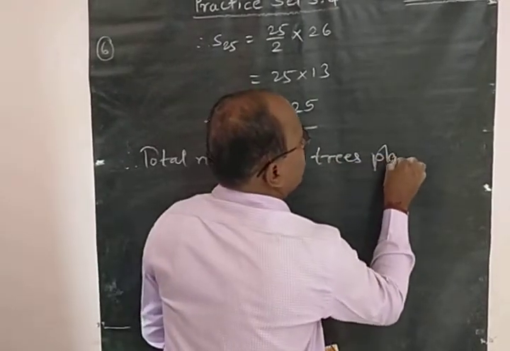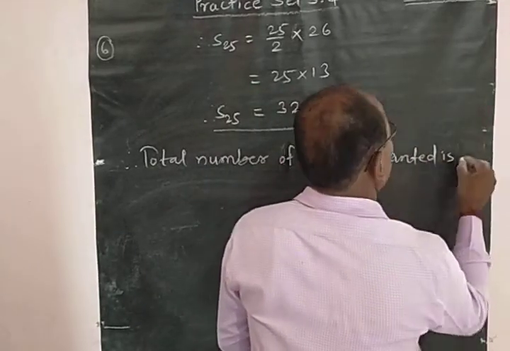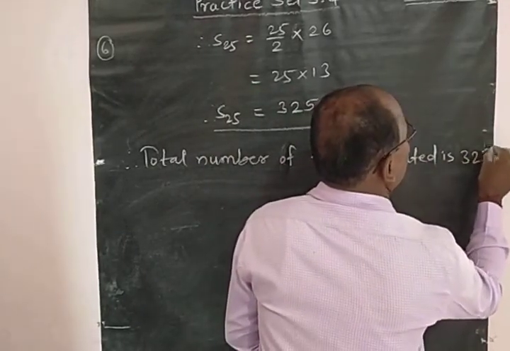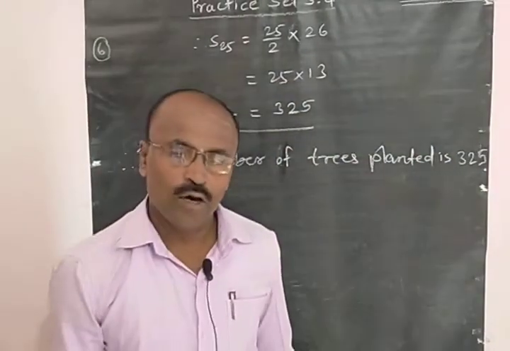Therefore, the total number of trees planted is how much? 325. Okay, understand? I hope that all of you understood.